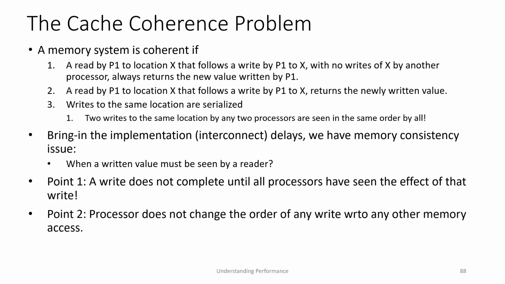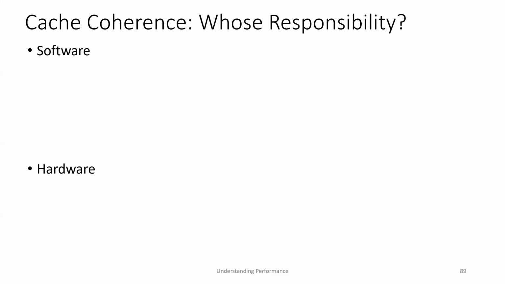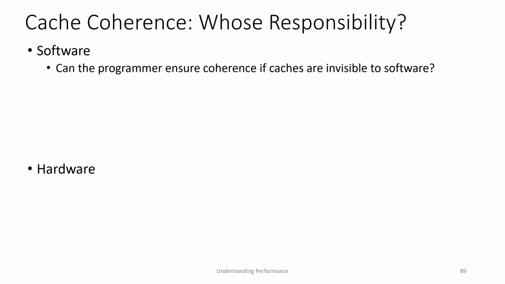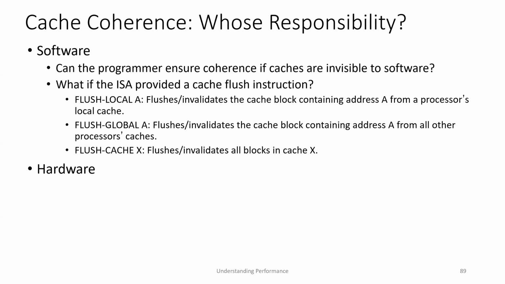For a given location, all the processors should see the reads and writes in the same order. Not a single processor should see anything different. Okay. Now, who is responsible to ensure coherency? Is it software or hardware? If it is software, can a programmer ensure coherency? Because caches are not visible to him, it's nearly impossible for him to handle this, right?